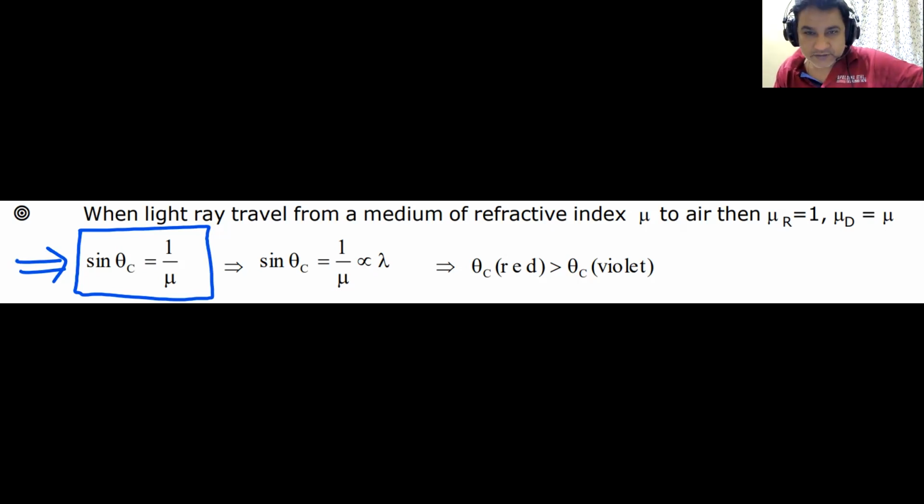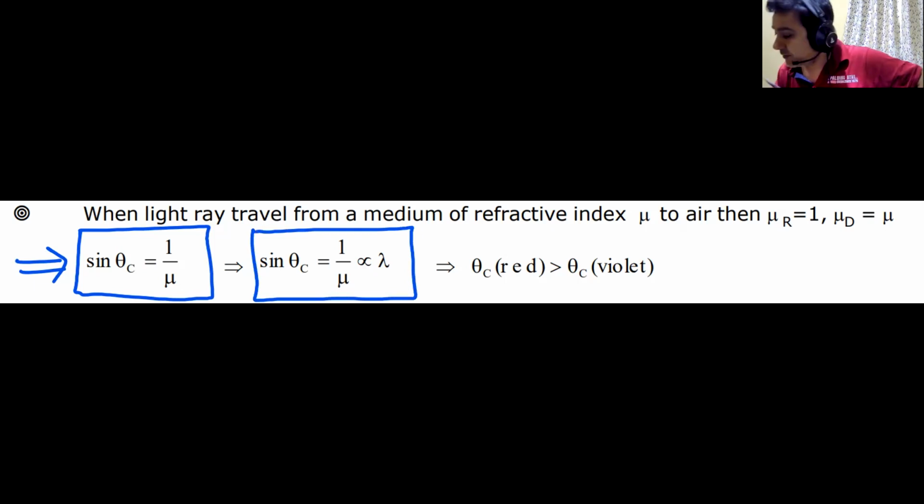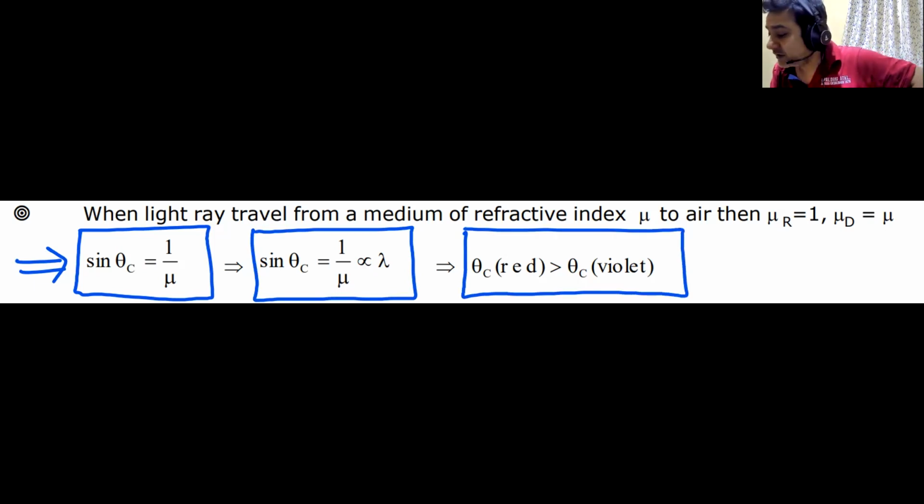Sine of critical angle is 1 by mu, and 1 by mu is proportional to lambda. So the critical angle for red light, which has more wavelength, is more; the critical angle of violet light, which has less wavelength, is less. Do we understand this? Yes, sir. Can I have some raised hands from everyone in the class that we understand it?